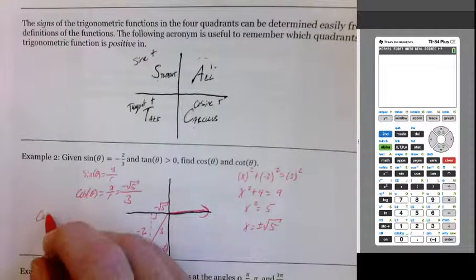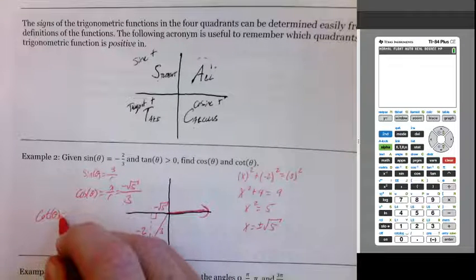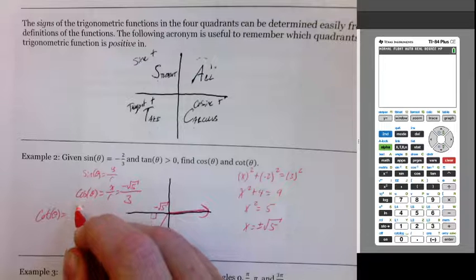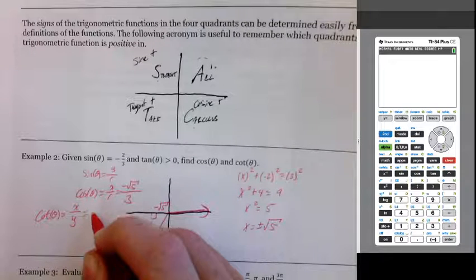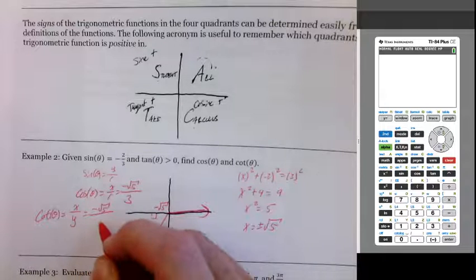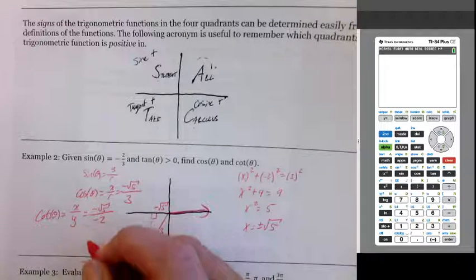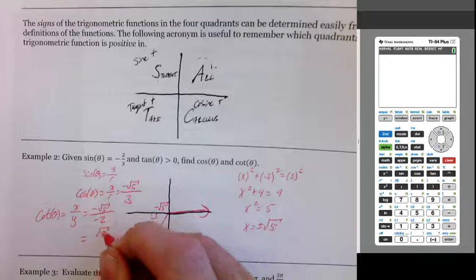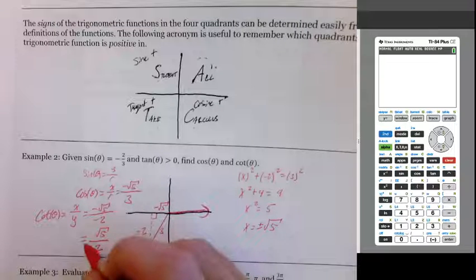Cotangent, go back to that front page if you don't remember, is going to be x over y. In this case, x was -√5, y was -2. Negative divided by negative ends up being positive. So I'm going to write this as √5 over 2 for cotangent.